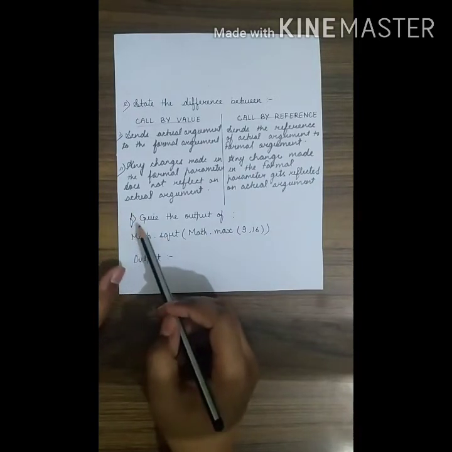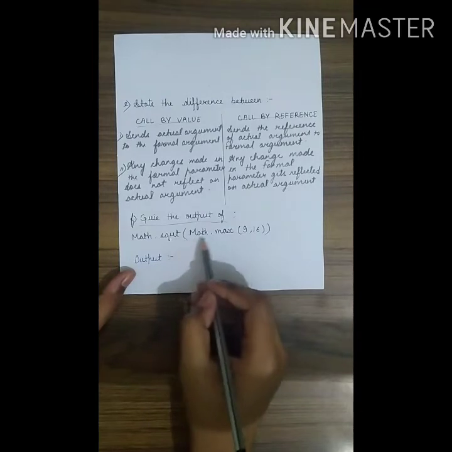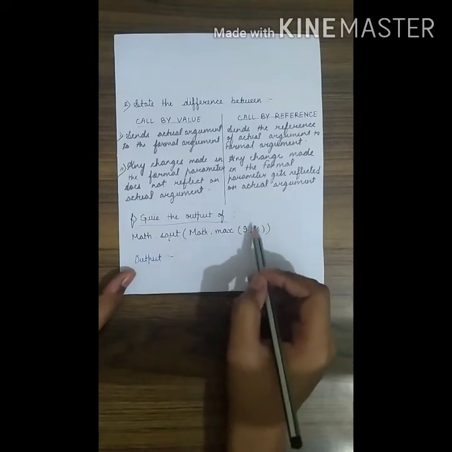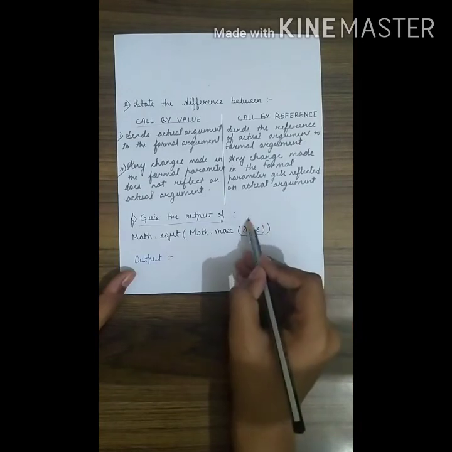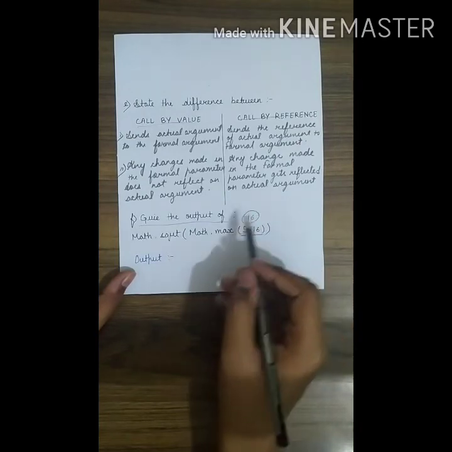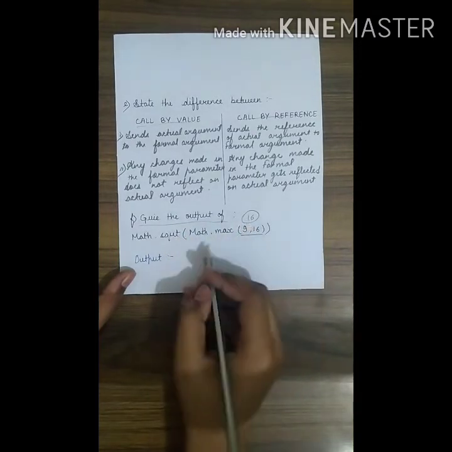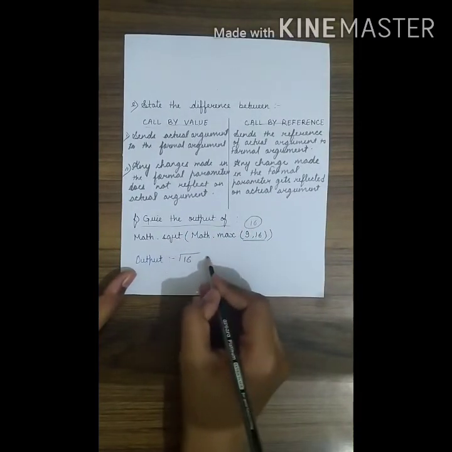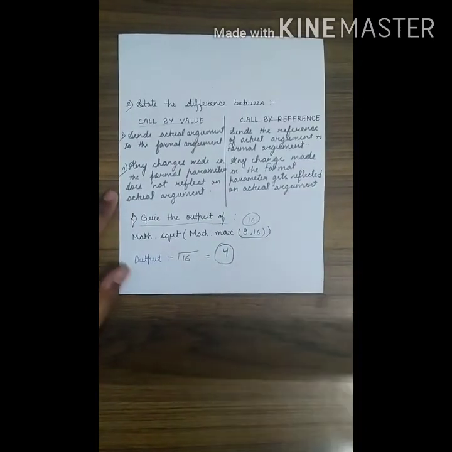Now let's move to the F part. Give the output of Math.sqrt(Math.max(9, 16)). Which is the max of 9 and 16? 16 is greater, and now Math.sqrt(16) will be executed. The square root of 16 is equal to 4, so the output will be 4.